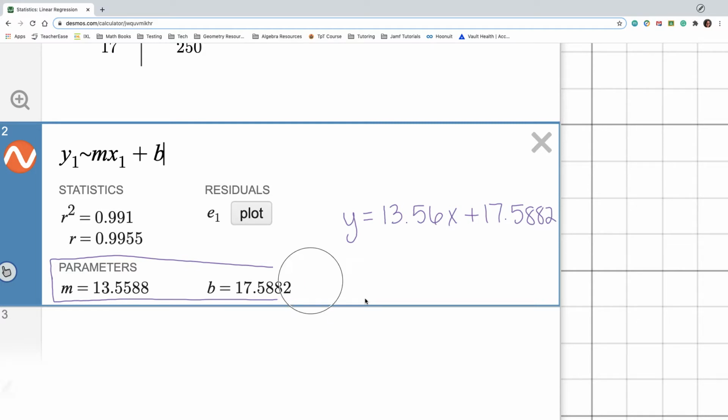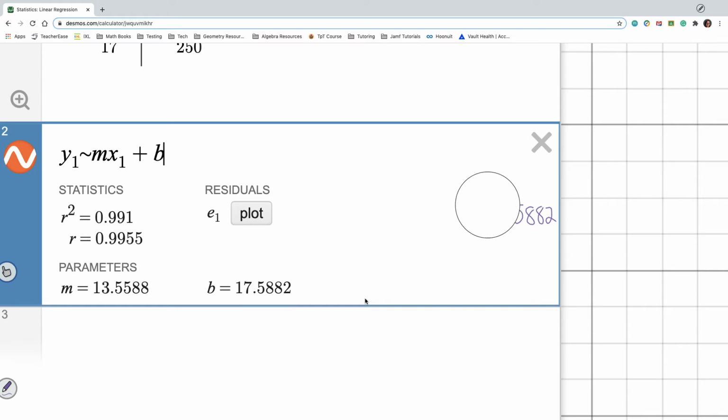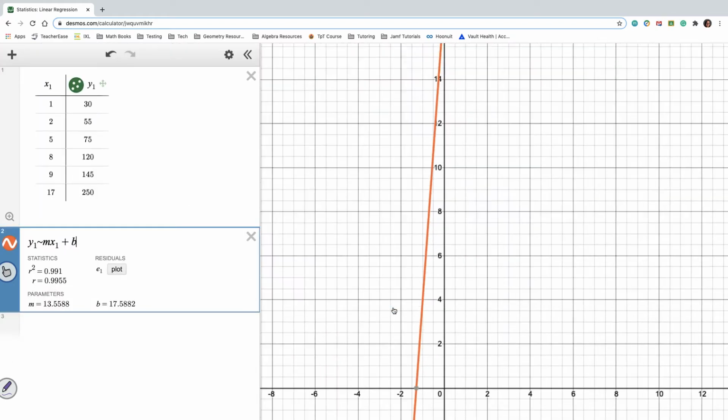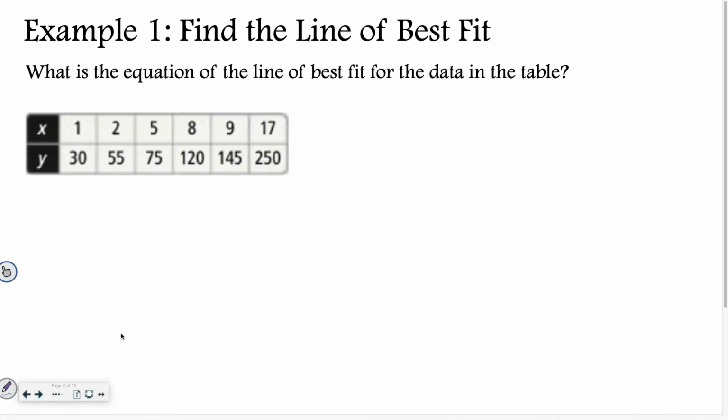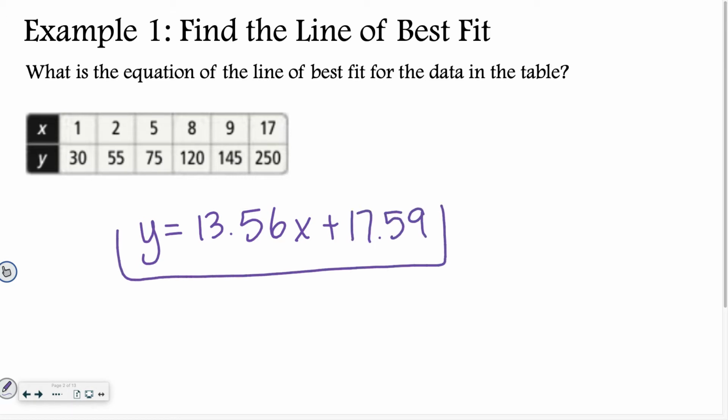Okay, so I'm going to erase that quickly, and I am going to go back to Smart Notebook. So you can say that the equation would be Y equals 13.56 X plus 17.59, if I round. And that would be my equation. So all I had to do was plug those points in.